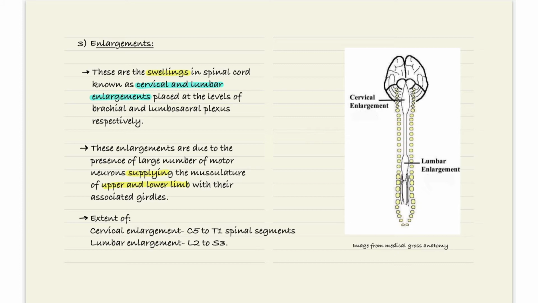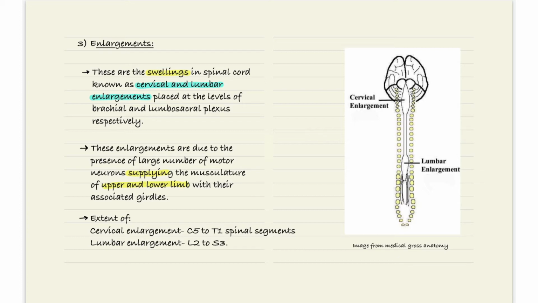Then these enlargements are due to the presence of a large number of motor neurons supplying the musculature of the upper and the lower limb with their associated girdles. So the cervical enlargement is supplying the muscles of the upper limb and the lumbar enlargement is supplying the muscles of the lower limb with their girdles. That is the pelvic girdle and all.